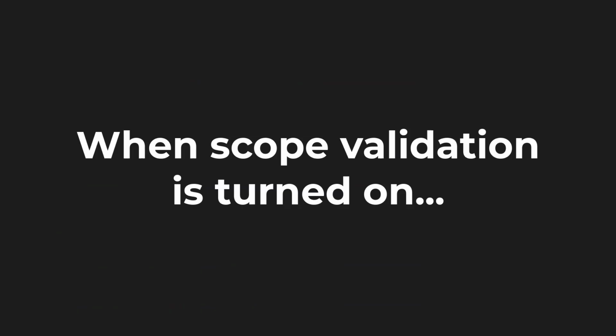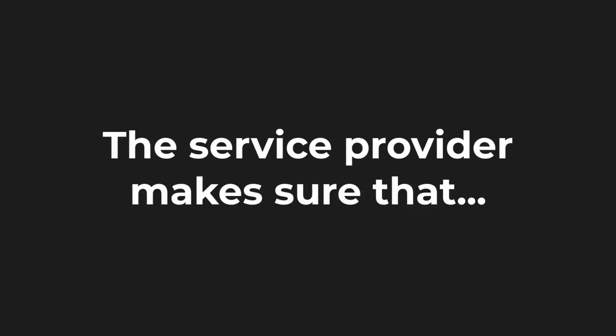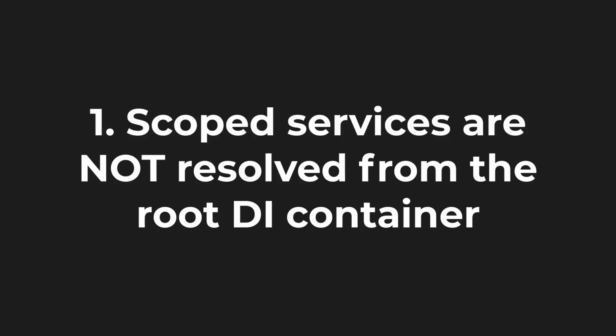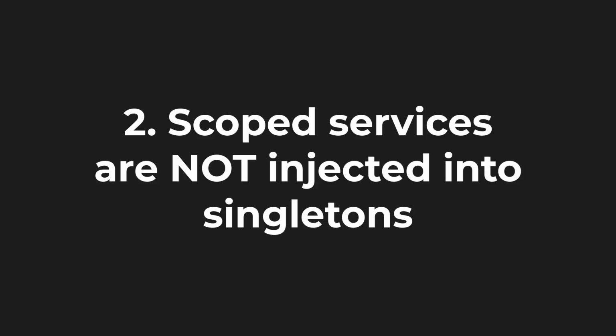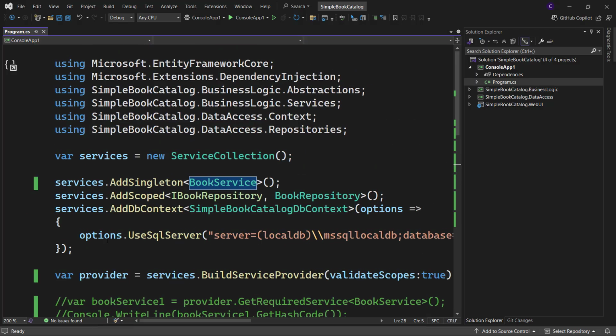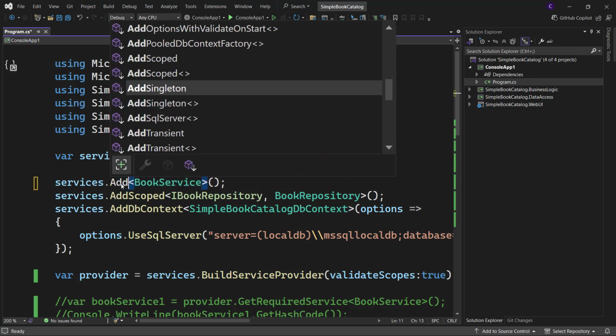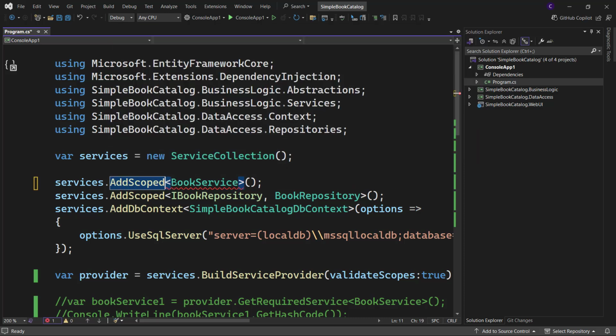So when scope validation is turned on, the service provider makes sure that scoped services aren't resolved from the root dependency injection container, and scoped services are not injected into singletons. Let's change our registration back to using AddScoped. Now in ASP.NET Core 2.0, scope validation is turned on by default in the development environment.